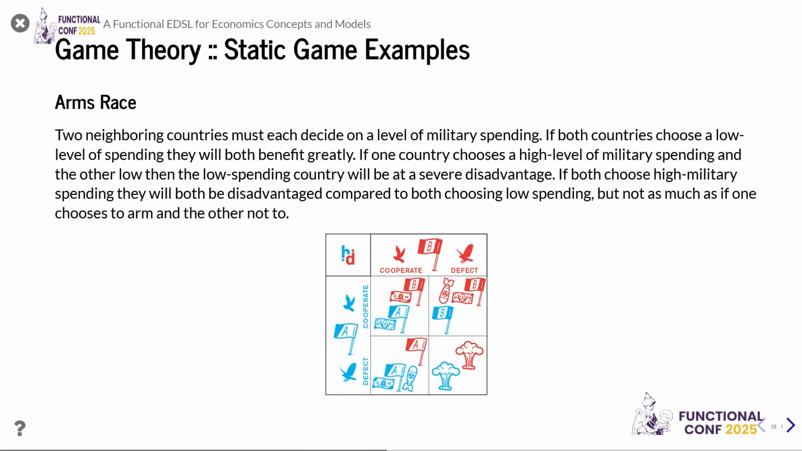Okay, so let's consider the arms race scenario where you have two countries. If they choose to spend a low amount on military, they can have more money for healthcare, education, and so on. But if one country spends at a high level and the other spends low, the country that spends low could be invaded by the high-spending country, so they'll be at a severe disadvantage. If they both spend high, it's not as bad as one spending high and one low, but still not as good as if they both choose not to arm and just cooperate. So this is a really common static game example called the arms race.